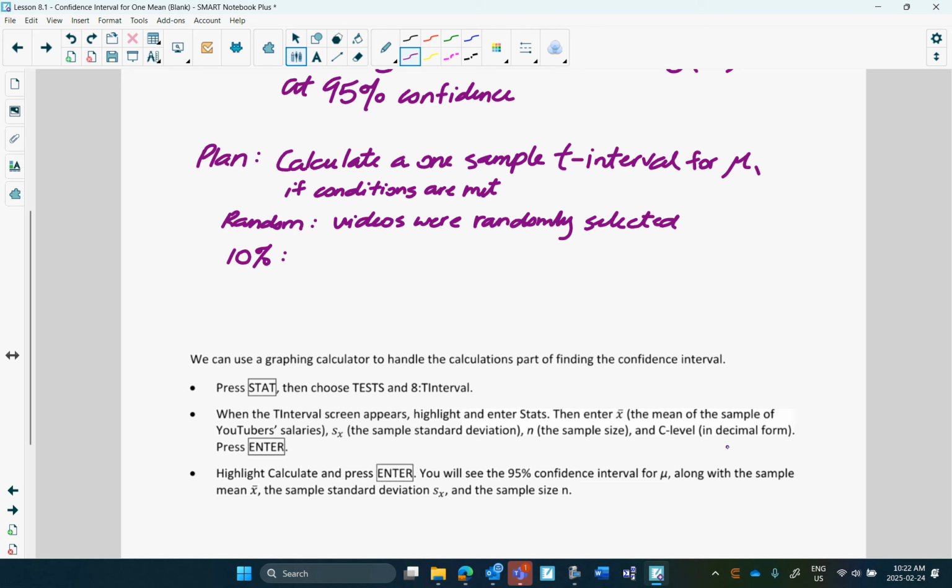We were also told at the beginning that there were lots of, what did it say? Found hundreds of videos. So we would assume that 35 is less than 10% of all YouTube salary videos, because it said there were hundreds.